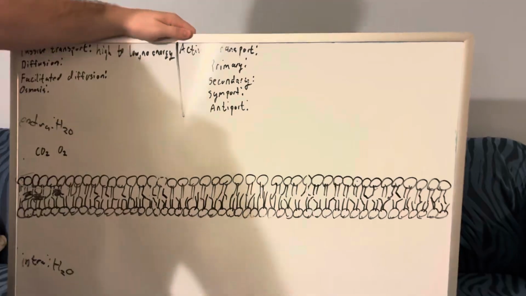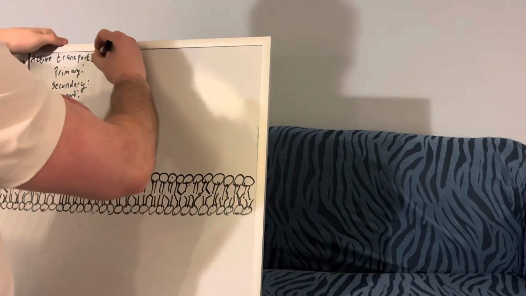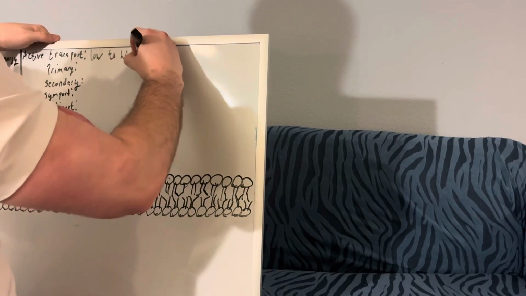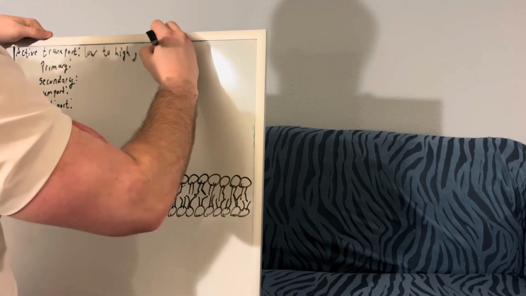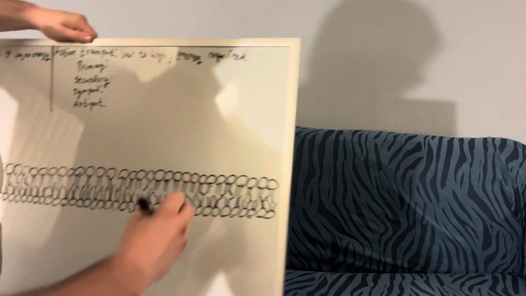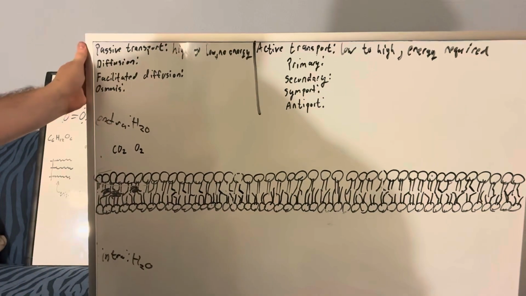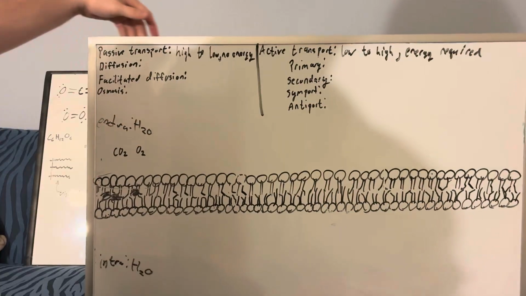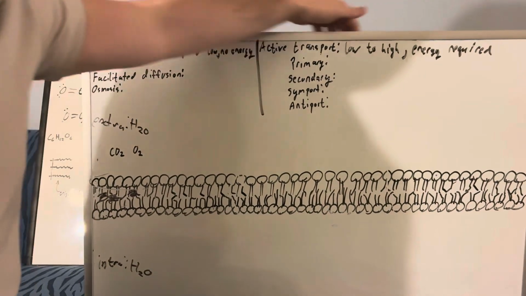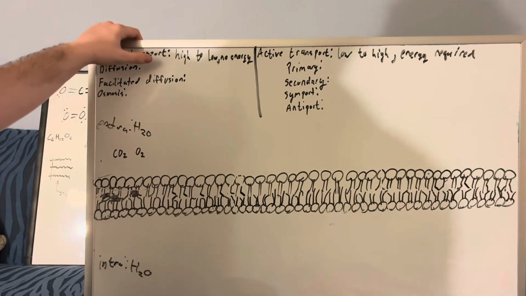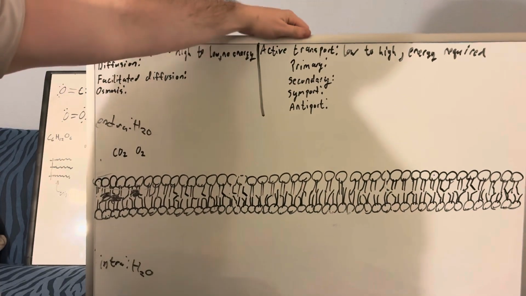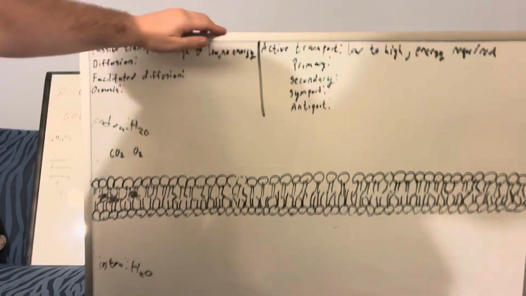Active transport, though, is going to go from low concentration to high concentration. And that is going to require the input of energy. So that's the difference. Passive transport, we are going from high to low concentration. Active transport, we're going from low to high concentration. And then passive transport, we do not need to put energy in. Active transport, we always are going to need some extra energy to help get it going.